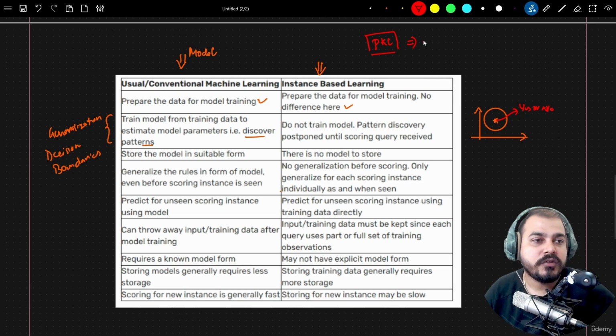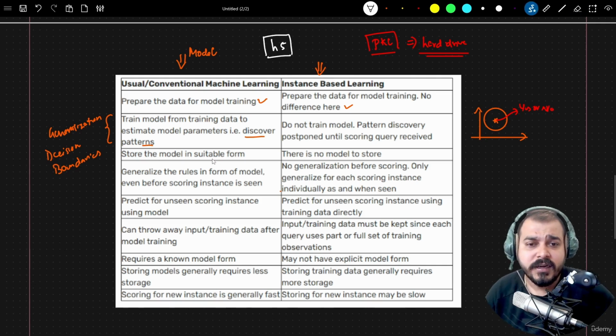So this will be able to store it in the hard drive, or in any folder location or any cloud location. There are different types of file formats like pickle, HDF5, also called H5 format, and many other formats. So we store the model in some suitable format, and whenever we store the model in this format, it is basically stored in a serialized format.